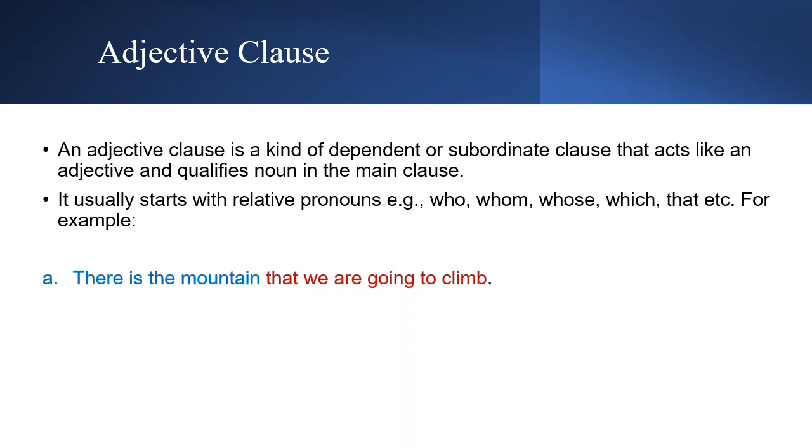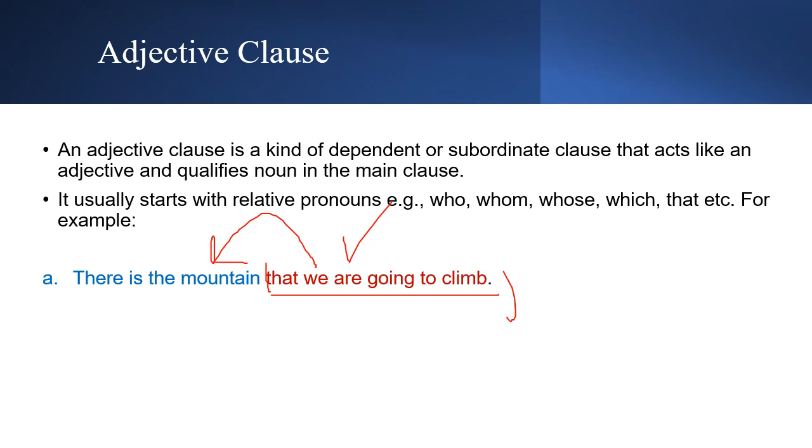For example, there is the mountain that we are going to climb. This one is an adjective clause. The whole bit acts like an adjective because it is describing the mountain. This is not any mountain. This is the mountain that we are going to climb. So this bit gives us more information about this mountain, and it behaves like an adjective.